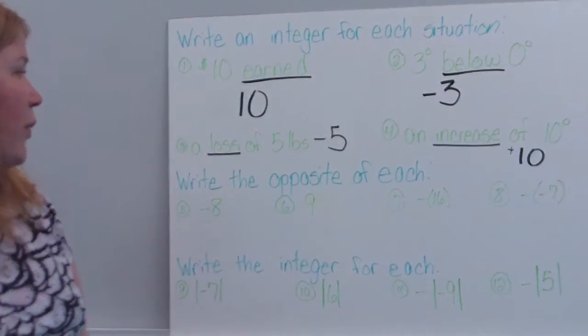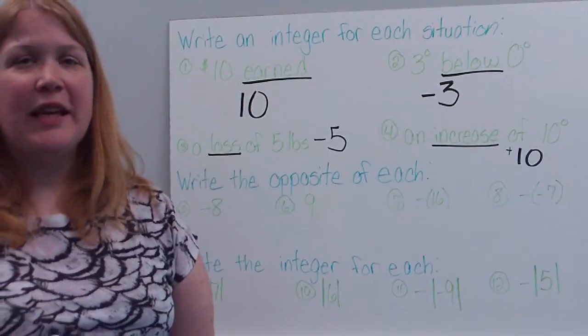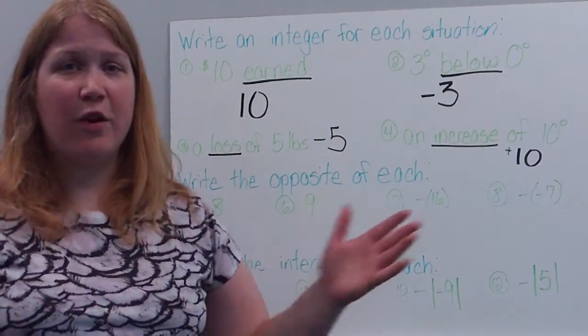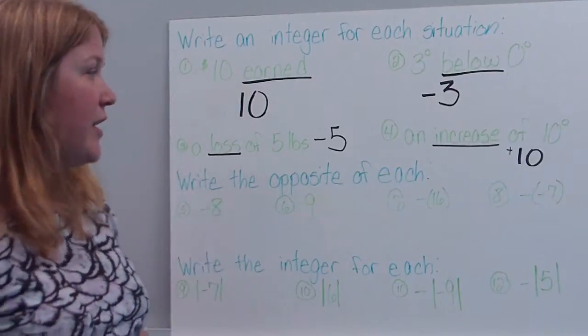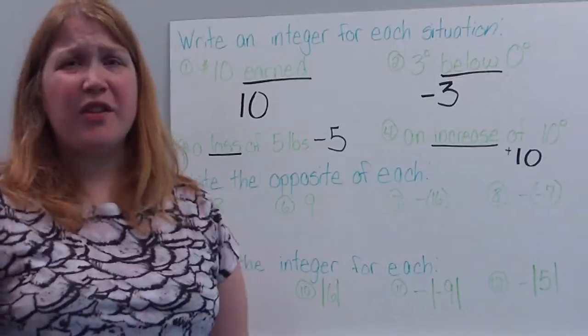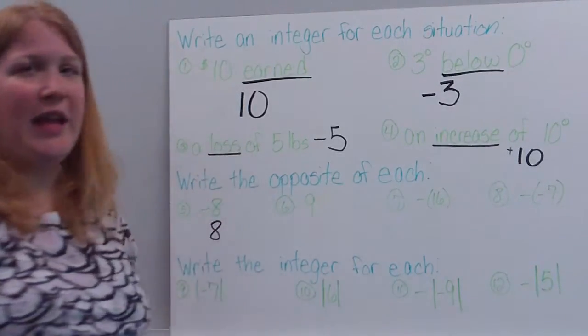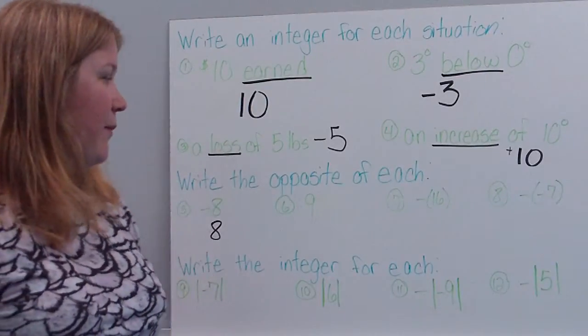All right, these next four we want to write the opposite of each of these. Remember, the opposite is going to be the same digits from 0, but on the other side of our number line. So we need to think about what it's asking us here. Here I have -8. So the other side of the line would be my positive sign, which means the opposite of -8 is going to be +8.